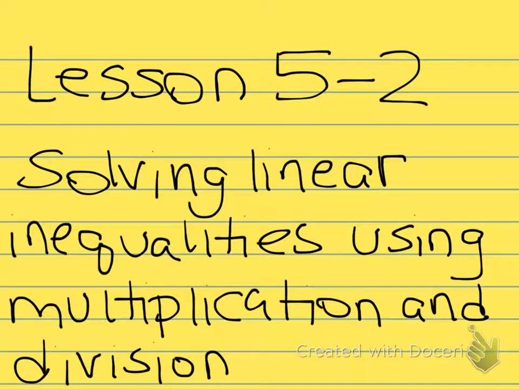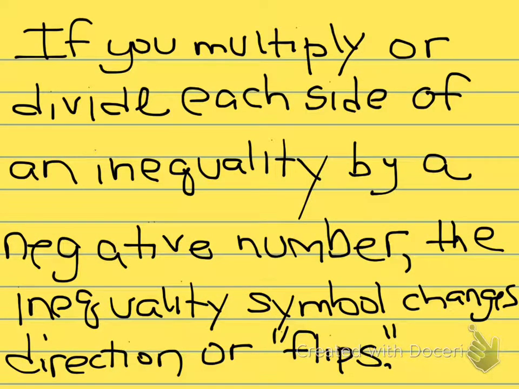The only thing that you have to start paying attention to after this lesson is when you are multiplying or dividing by a negative number. So if you multiply or divide each side of an inequality by a negative number while you're solving, the inequality symbol changes direction, or I like to say it flips. So we're going to be doing some examples of when you flip the sign and when you do not flip the sign.